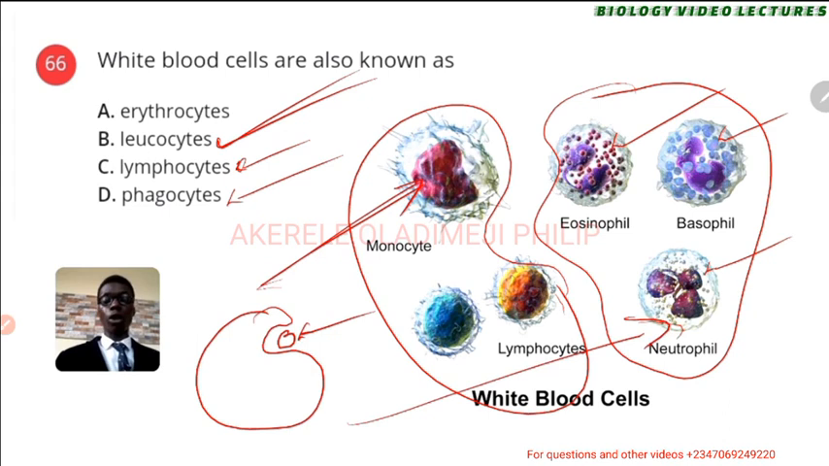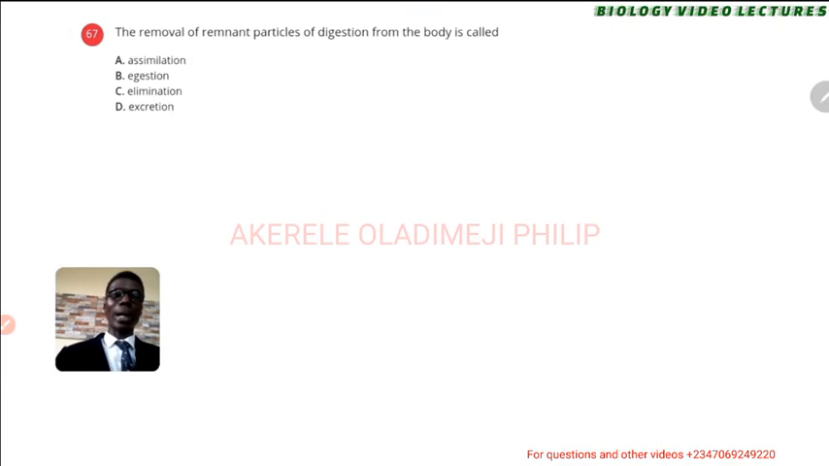The removal of remnant particles of digestion from the body, keyword, remnant particles of digestion, is called egestion. That's like going to the toilet. While excretion is removal of metabolic waste, which most times is either liquid or gases, basically. But egestion is like we're passing out solid, semi-solid substances, so to say.